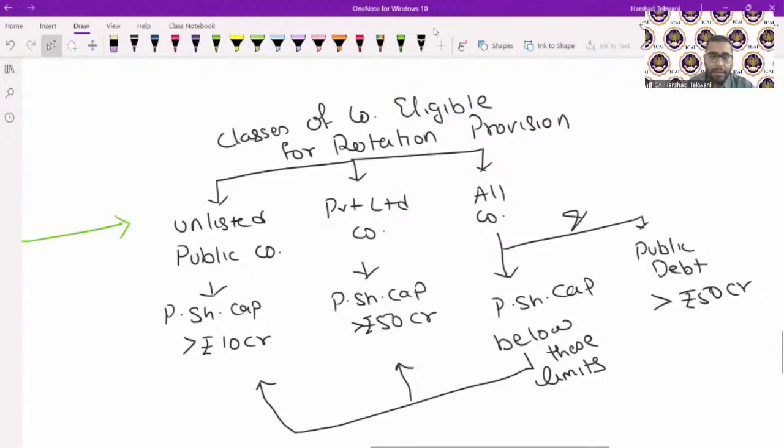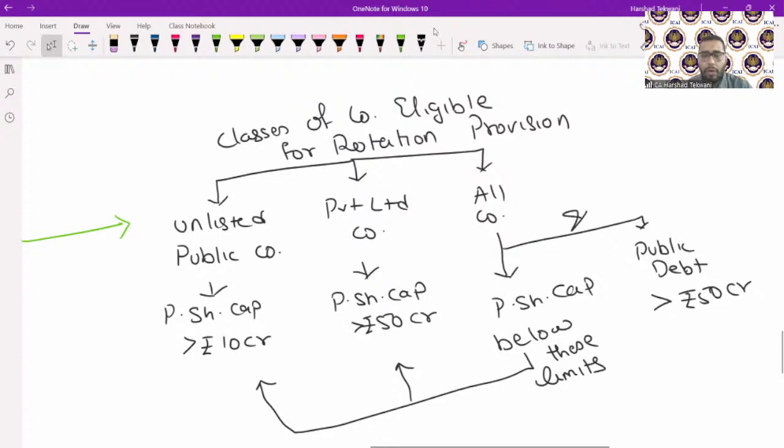But if such a casual vacancy is a result of resignation, now again I'm saying there is an exception. The exception is if the casual vacancy is due to resignation by the auditor, then such appointment is required to be done within 3 months in a general meeting.